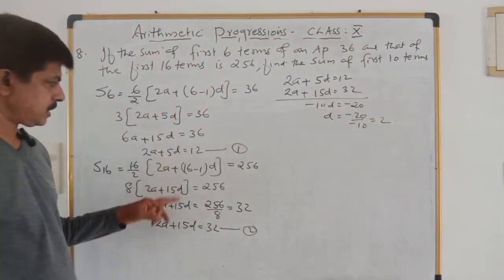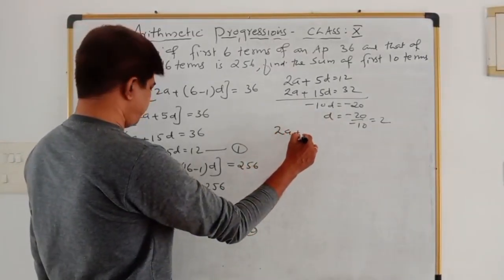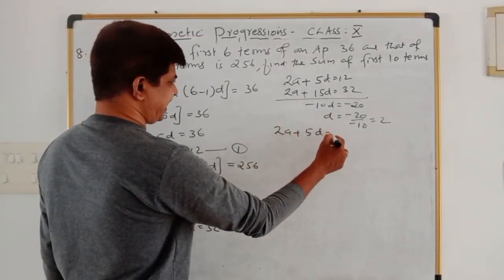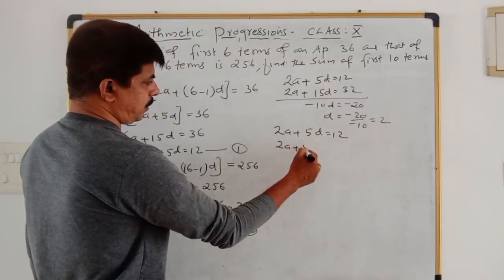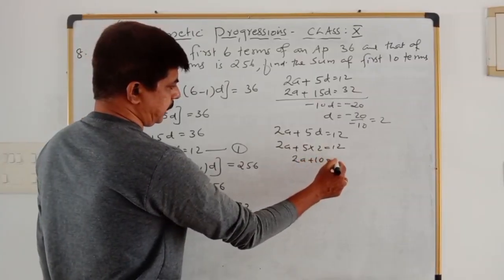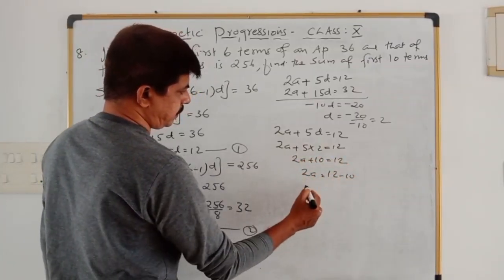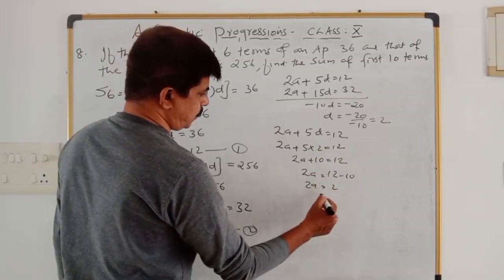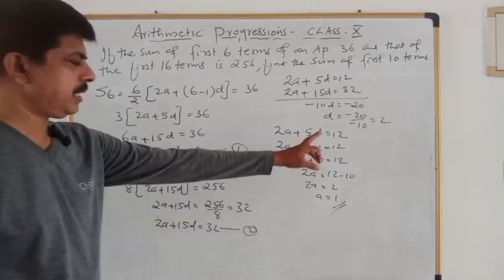So we use the first equation to solve for the value of a. 2a plus 5d is equal to 12. Substitute the d value here. 2a plus 5 into 2 is equal to 12. 2a plus 10 is equal to 12. 2a is equal to 12 minus 10. 2a is equal to 2. What is a? a is equal to 1. We got both the a and d value.